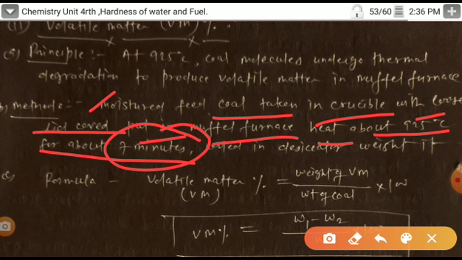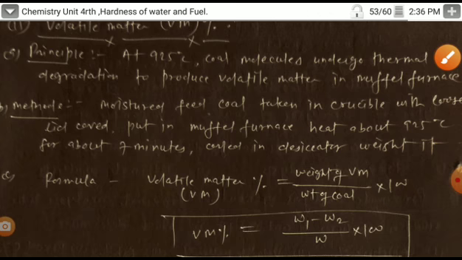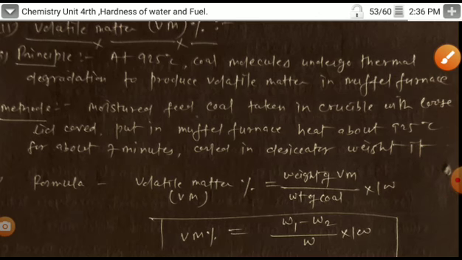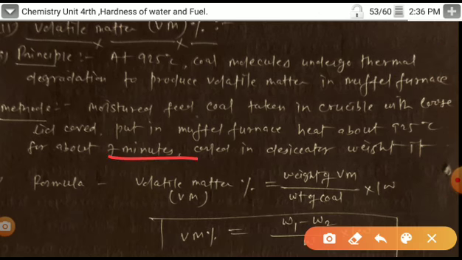What is the time that you have to keep the coal sample in the furnace to remove the volatile material? Seven minutes is applicable to remove the volatile material from the coal. You put the coal into the muffle furnace for 7 minutes, cool it in the desiccator, and then weigh it again.